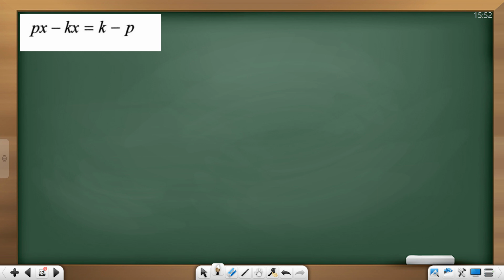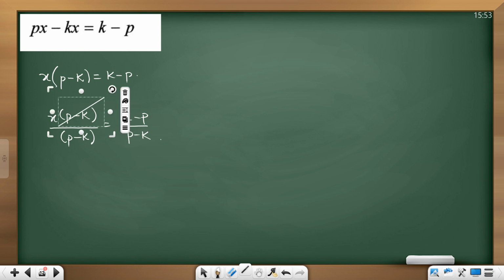Remember? Let's see. We're solving for x. Interesting. What's common on the left-hand side? It's actually x. Sweet. X is common. What am I left with? P minus k. K minus p. What do we do? We divide both sides. Okay, let me write it on the next line. We divide both sides by p minus k, whatever is the coefficient of x.